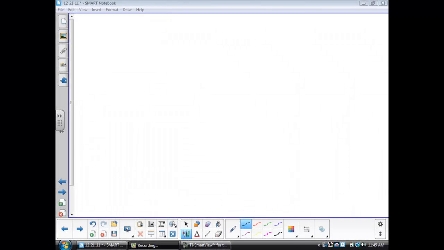Definitions and some theorems. Probably, we'll see. Trapezoid, bases and legs. What our notes are over today is trapezoids. Oh, I need a grade check today too.